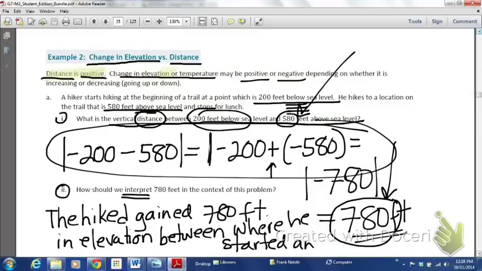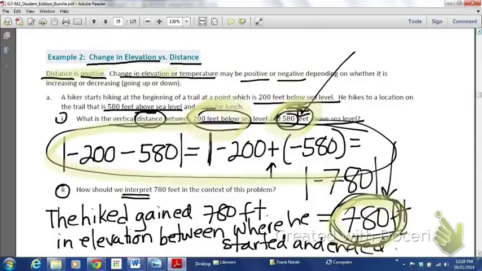Okay, and ended. All right, and again, it looks hard to believe that he could have gained more elevation than the higher elevation where he ended. But the truth is, this 780, this is the elevation he gained. This 580 here, this is where he ended up. Okay, and if you start in the negative territory, which he did, it's not impossible to see. But again, by applying this formula, it doesn't need to be that complicated.